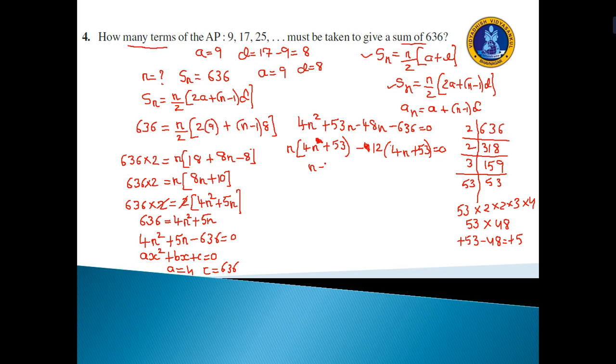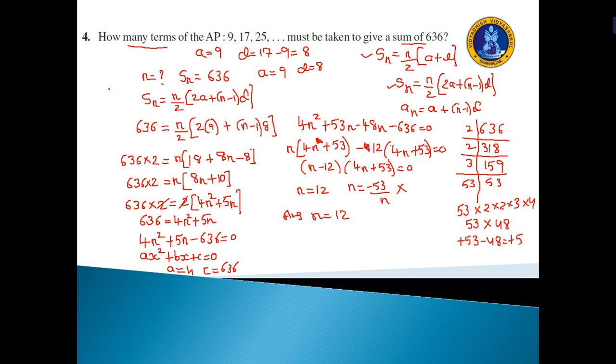So (n minus 12) and (4n plus 53) is equal to 0. Therefore, we can say n is equal to 12 and n is equal to minus 53 by 2. It is not possible. So the answer is n is equal to 12.